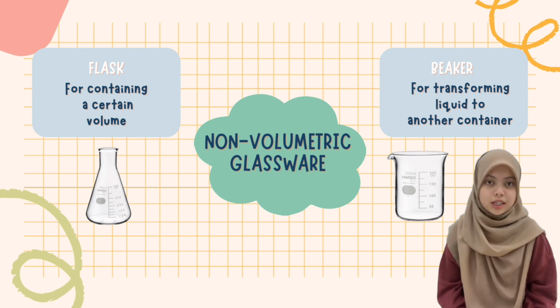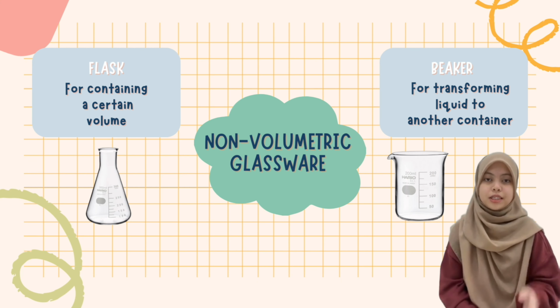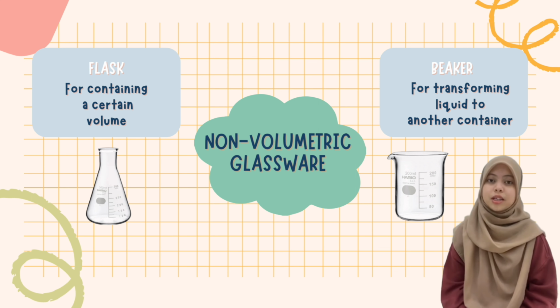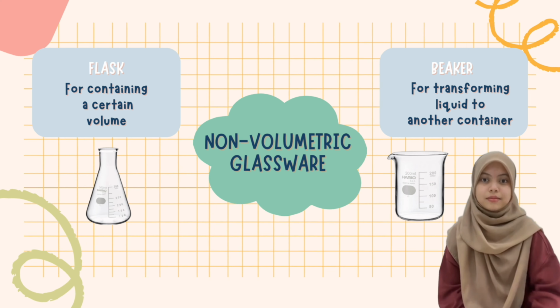Non-volumetric glassware consists of two apparatus, that is, beaker and flask. Flask is used to contain a certain volume, while beaker is used for transferring liquid to another container.